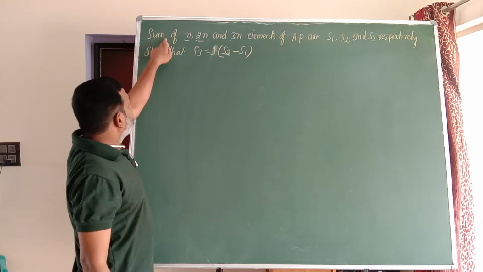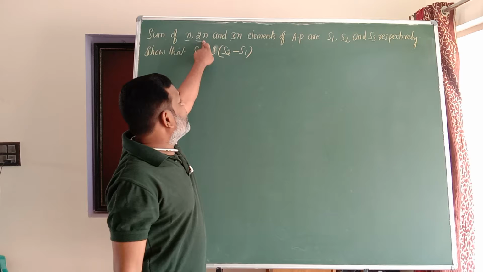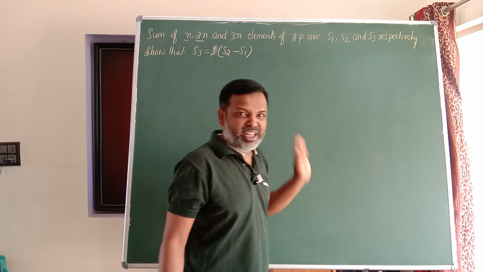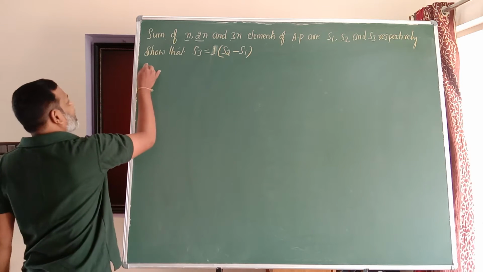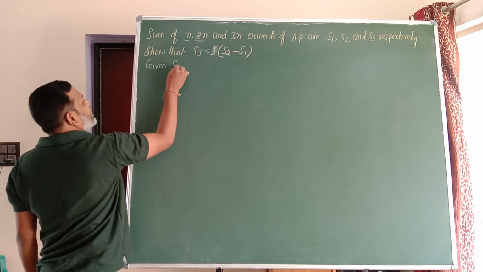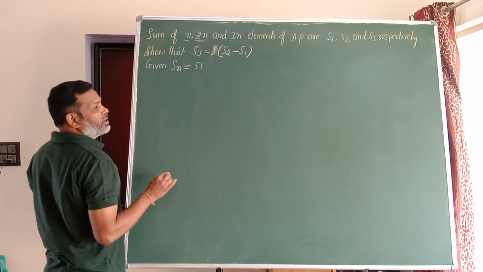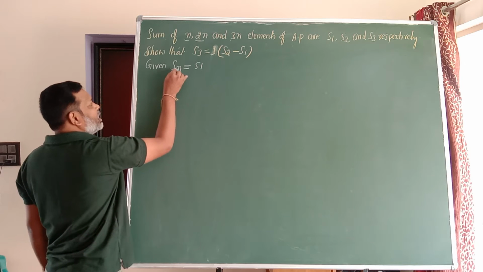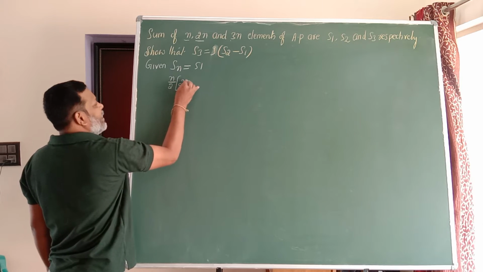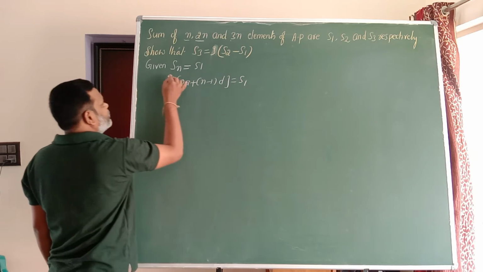What does it mean? Sum of n elements is S1. Sum of 2n elements is S2. Sum of 3n elements is S3. It means, first write down the given. I can write the sum of n elements, Sn, is given as S1. Right? I can write the Sn formula. We know that. What is the Sn formula? n by 2 into 2a plus n minus 1 into d. This is S1. Keep this.